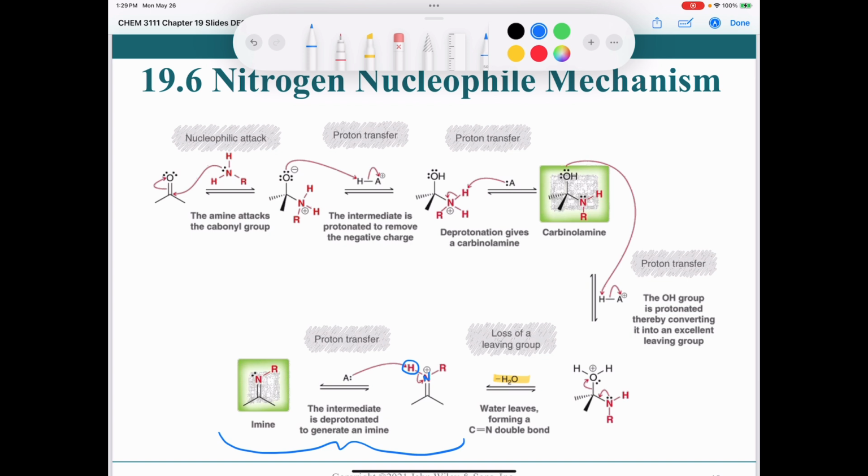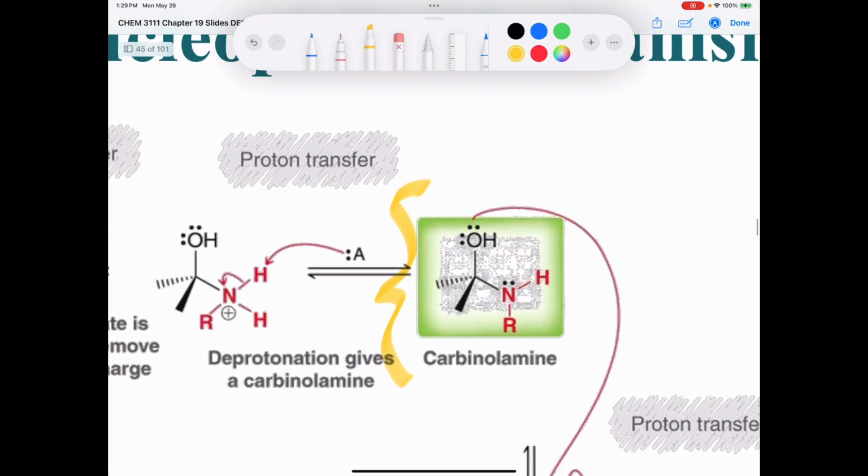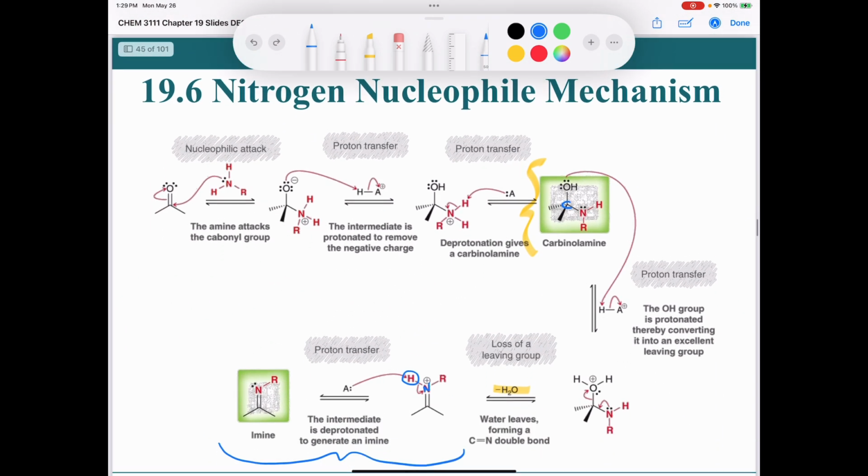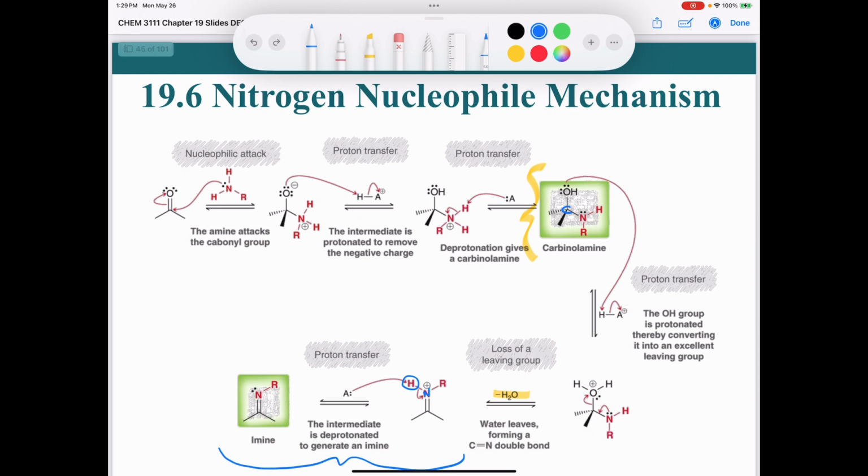Notice that every step is in equilibrium, and also notice that there's a key intermediate here called a carbinolamine. You should be able to recognize a carbinolamine when you see one. This carbon has a hydroxyl attached to it, and it also has a nitrogen attached to it. That is the carbinolamine, which is an intermediate in the synthesis.